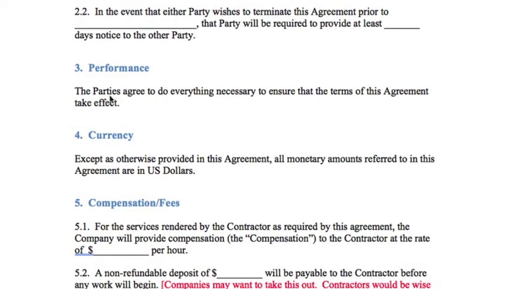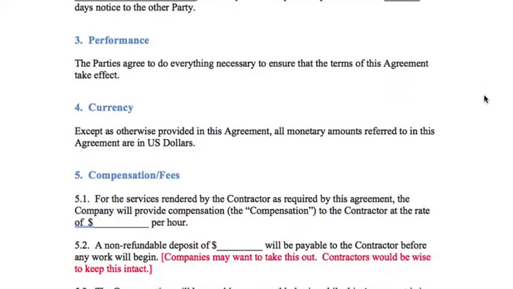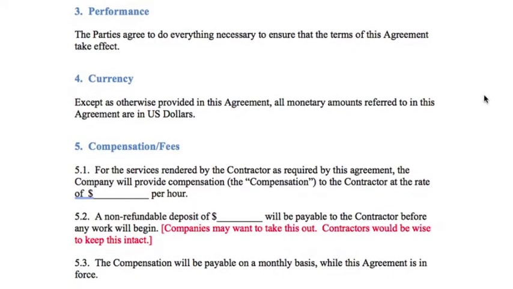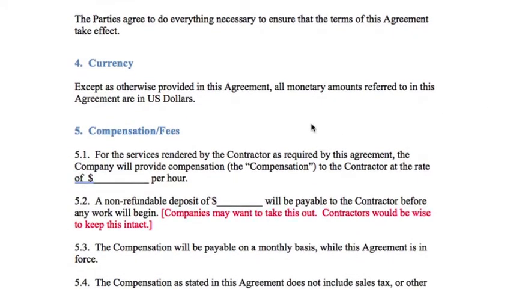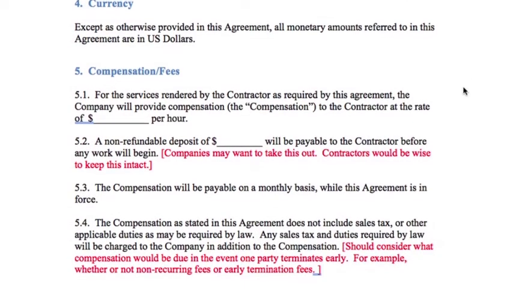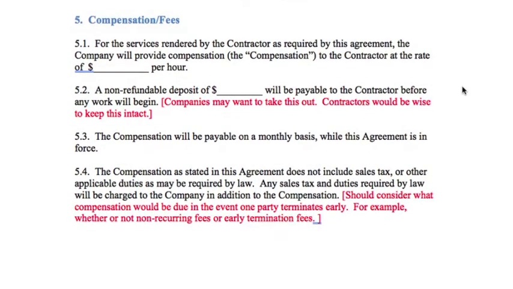Performance. This right here is just saying that you're basically going to put forth your best efforts to make sure that the contract is going to be performed to the best of your ability. Currency, that's important if you're going to be doing business with any company outside of the US. And compensation, this is very important as well.